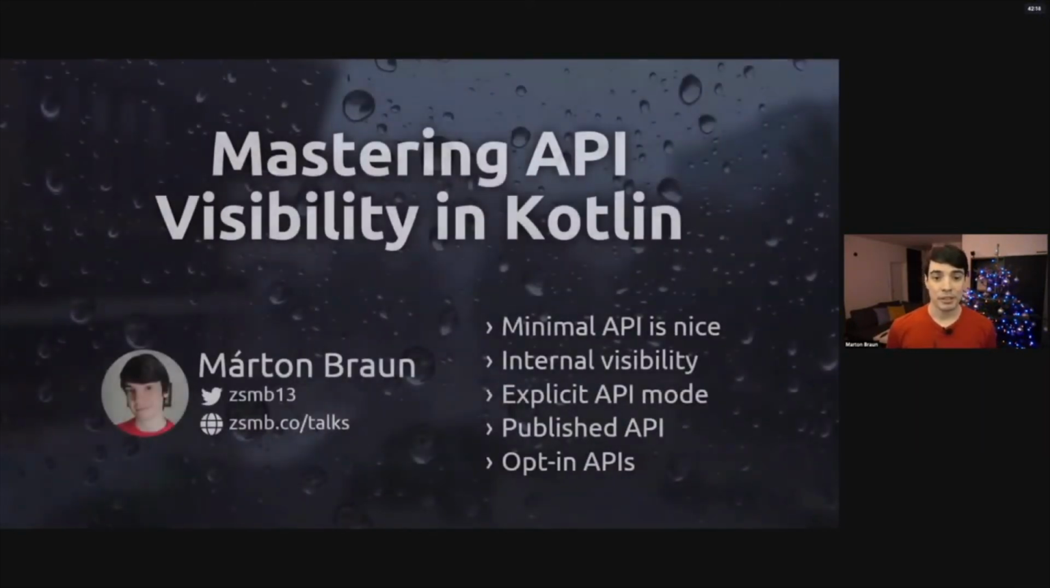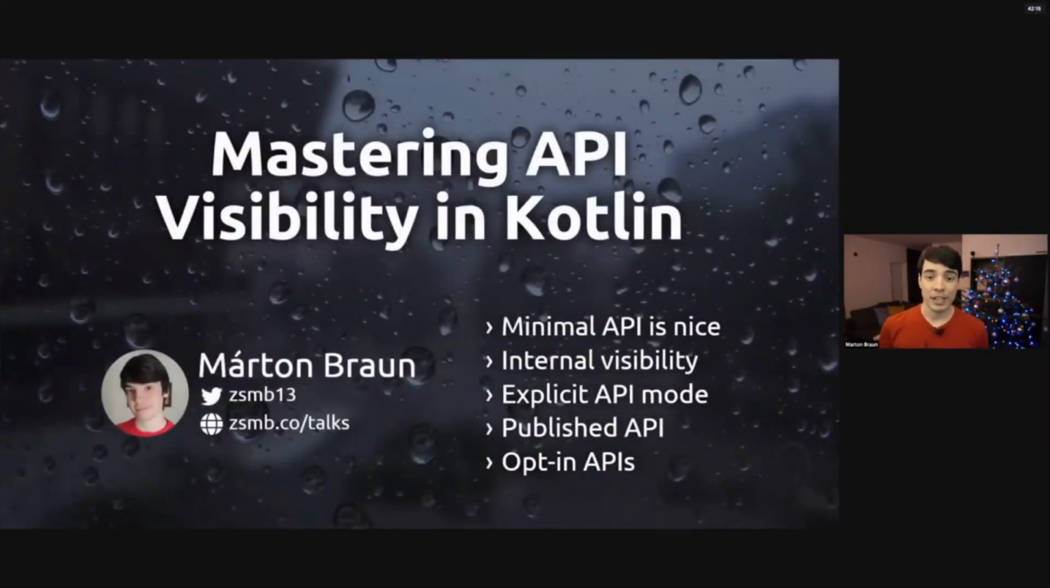To sum things up, minimal APIs are a very good idea for any module. Internal visibility is super useful in Kotlin. Explicit API mode is one of your best friends if you're a library developer and don't want to accidentally expose things. Published API can be useful if you're dealing with some inlining problems. And opt-in APIs are great for either shipping experimental things to your customers or restricting things to kind of a library group. Thank you for attending this talk today.